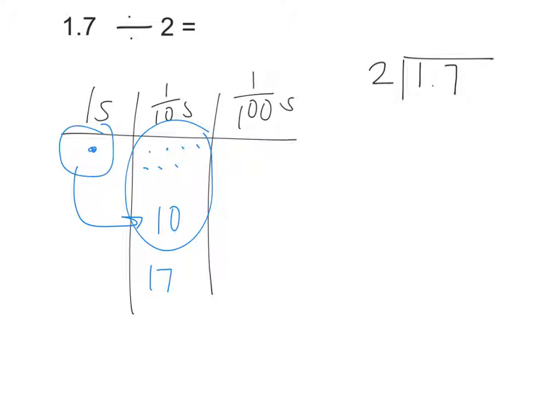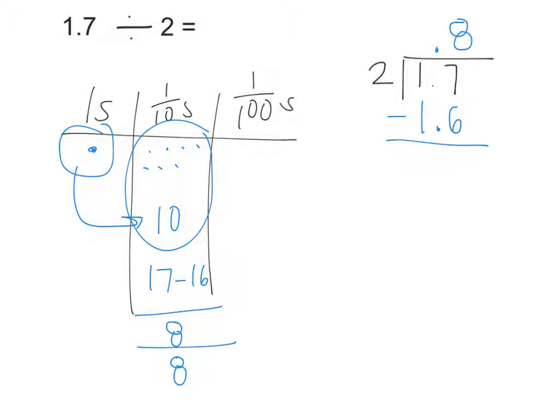17 divided by 2 is, what's the closest number you could get? Alina? 16. Right, 16 divided by 2 is 8, so if I have 2 groups, I could put 8 in each group. I knew I had 0 ones, but I can put 8 tenths in each group. Now when I put 8 tenths in each group, how many tenths did I use up? I can do 8 tenths times 2 to get how many tenths? 16 tenths. So how many tenths do I have left over? Yeah, so 17 minus 16 equals 1.